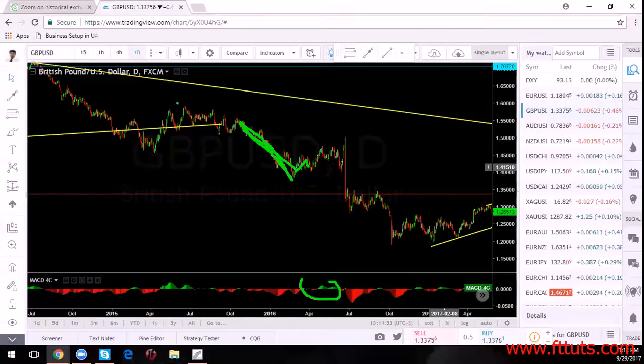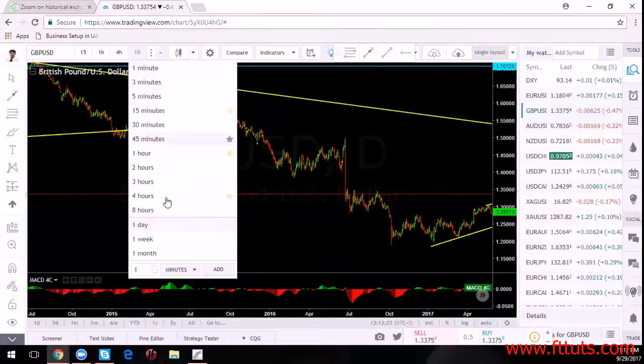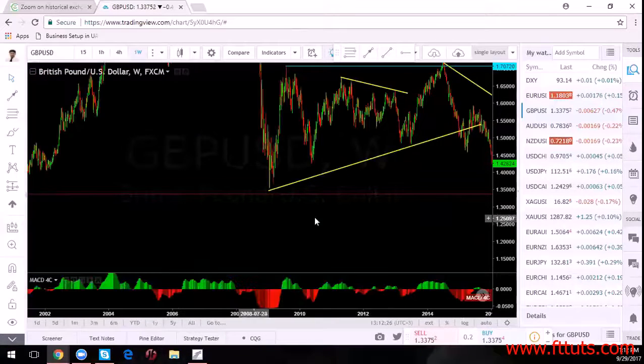Now, you may say, well, it started here and it goes there. You notice there is a crossover here and there's a crossover here. So this impulse has 1, 2, 3, 4, 5 pieces in it. So how do we know that that is one piece? You go to one higher time frame, weekly, right?